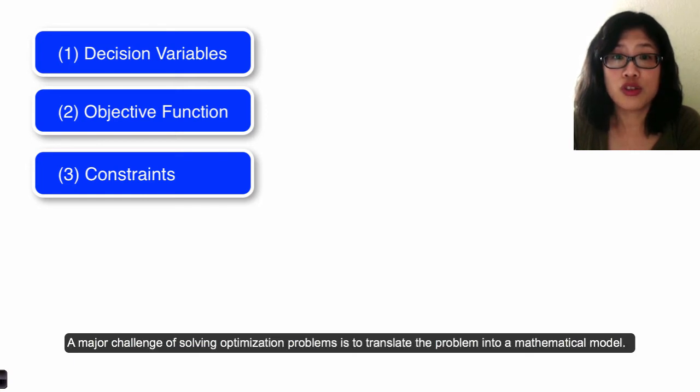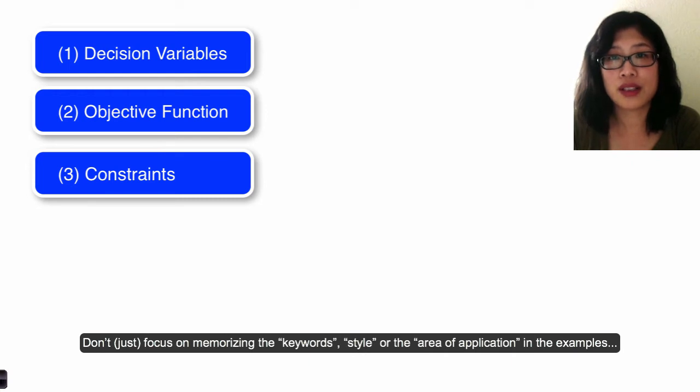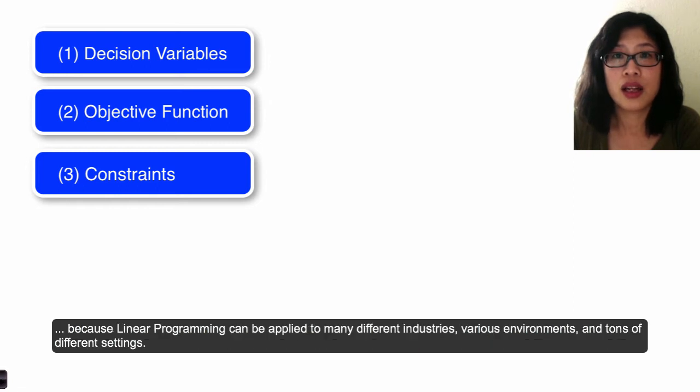A major challenge of solving optimization problems is to translate the problem into a mathematical model. Don't focus on memorizing the keywords, style, or the area of application in the examples, because linear programming can be applied to many different industries, various environments, and tons of different settings.